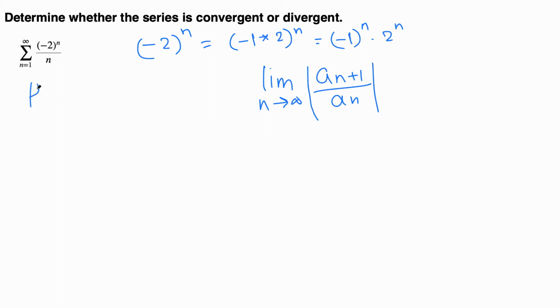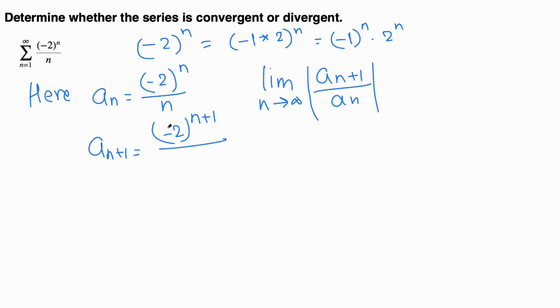a sub n means the given term, whatever we have, negative 2 to the n over n as a sub n. Then a sub n plus 1, we just replace n by n plus 1. Negative 2 raised to n plus 1 over n plus 1. Now we divide a sub n plus 1 by a sub n and take the limit. Take the absolute value and limit. Let's do that, using the ratio test.